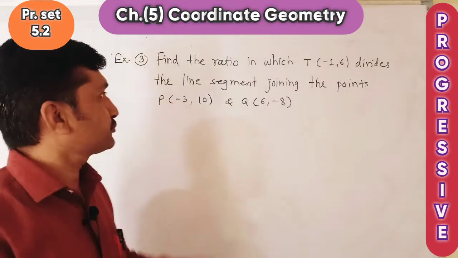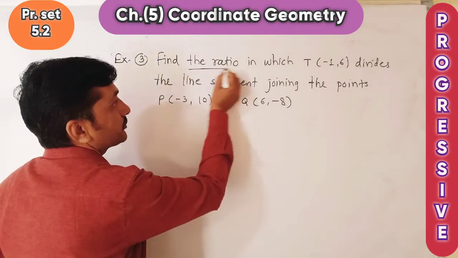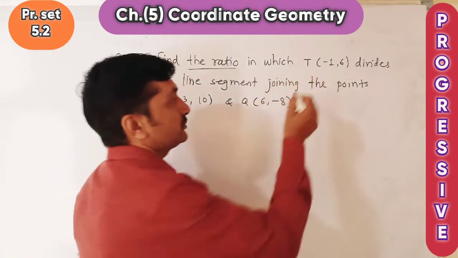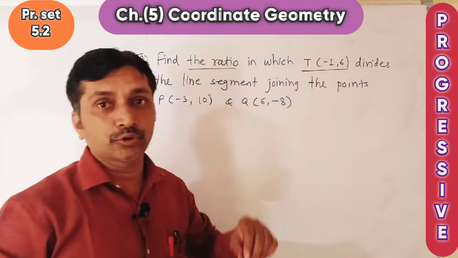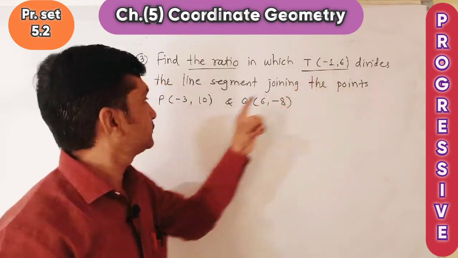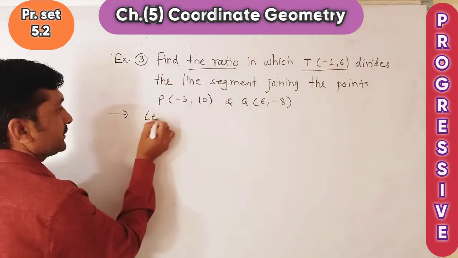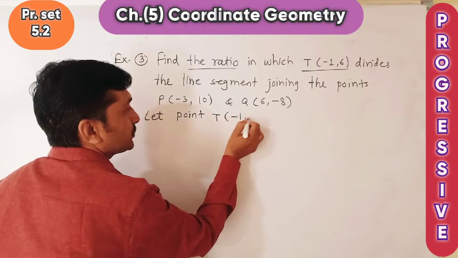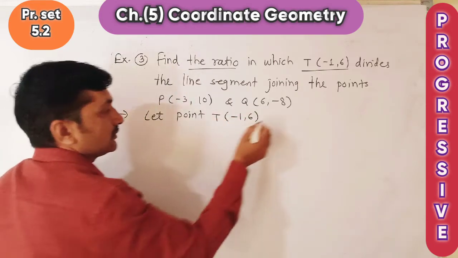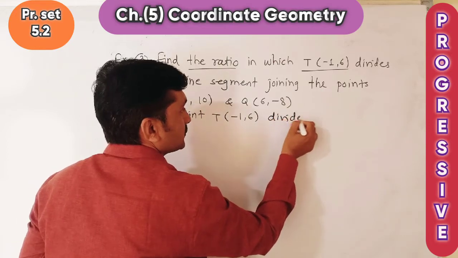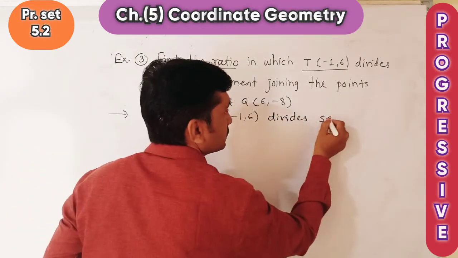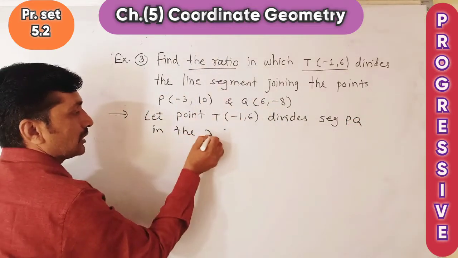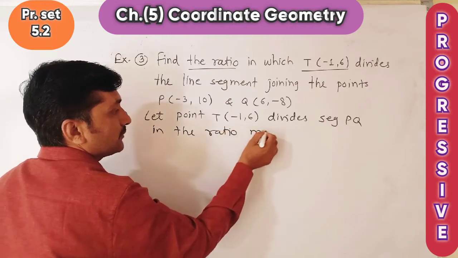Let's see example number 3. Find the ratio. Here we have to find the ratio m:n in which T divides. This point T is here and the coordinates of that point are given. Solution: let point T, with coordinates -1, 6, divide segment PQ in a ratio we don't know yet, therefore m:n.